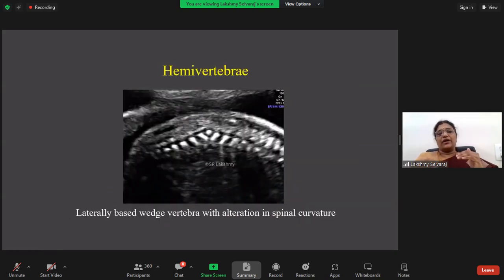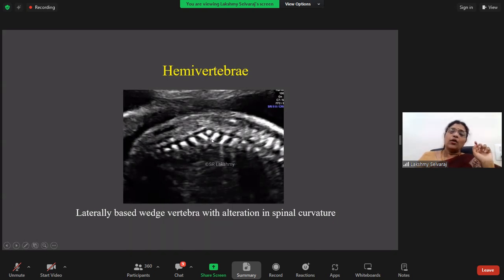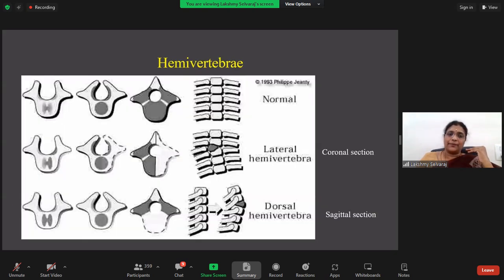Leaving out the sacrum, we have finished caudal regression, and now we'll come to isolated vertebral abnormalities. The commonest abnormality we encounter when we do a coronal section is this laterally based wedge vertebra with alteration in the spinal curvature, which is a hemivertebra. Now, how do we identify this, and what are the clues when we do a routine examination of the fetal spine? When we consider hemivertebra, you can have two types.